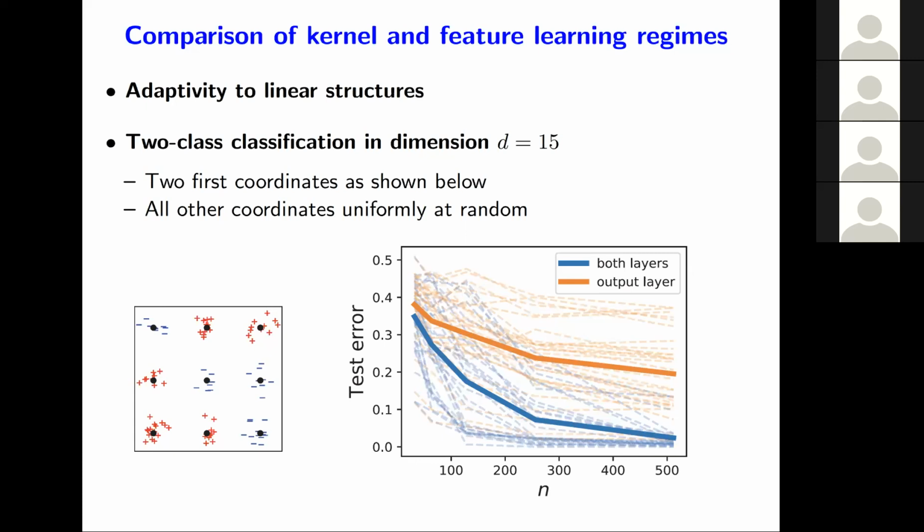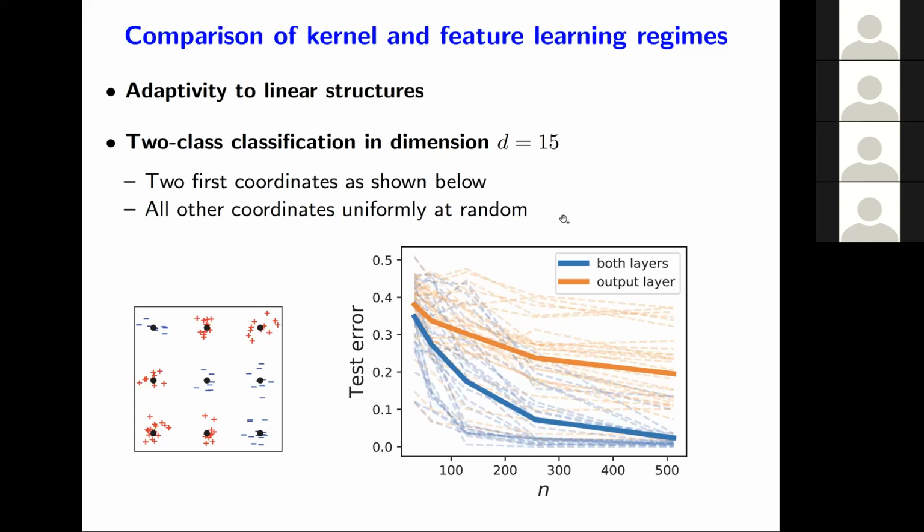And I'm testing, optimizing over the two layers in blue, okay? And you can adapt and identify those two dimensions and do well in test error as you get more points. Whereas if you don't try to learn the input weights, you just optimize over output weights, you do much worse.